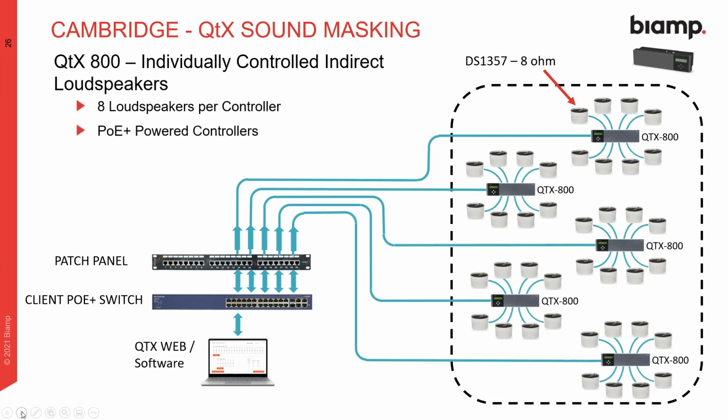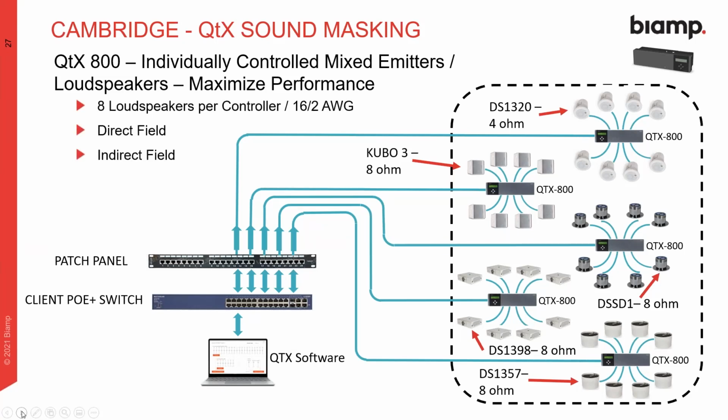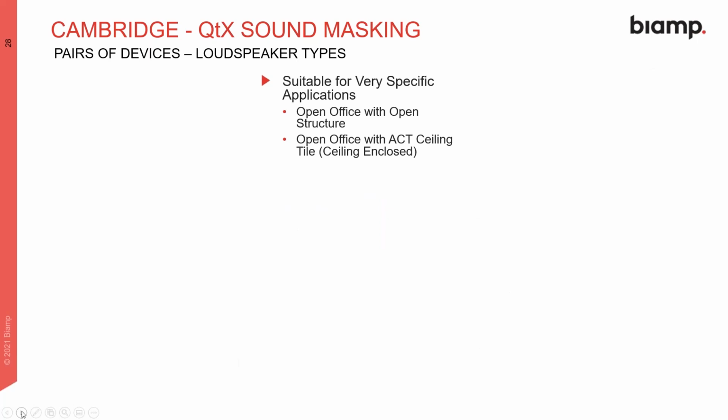We can take this to another level, and we can use multiple transducers with this system and really get into a situation where we can do some direct field, some open deck right above the ceiling, even some DDS D1 transducers in hard lids. All of this can be done under one platform to maximize the performance of your system. So again, these are 8 loudspeakers per controller. You can do direct or indirect, very flexible.